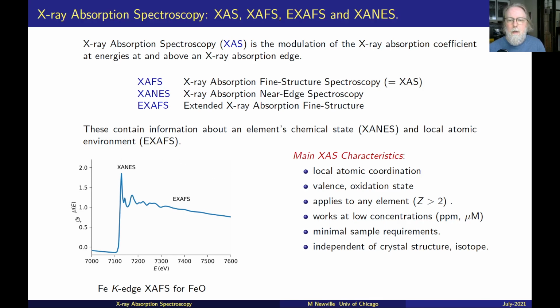So here's an example 1s or K level absorption edge for iron. This is iron in iron oxide. And the XANES, sort of the first 100 volts of the edge, has this sharp resonance right at the edge, and then these extended oscillations. And the emphasis in this video, this lecture, will be on the extended XAFS.